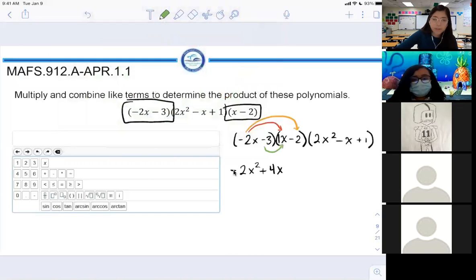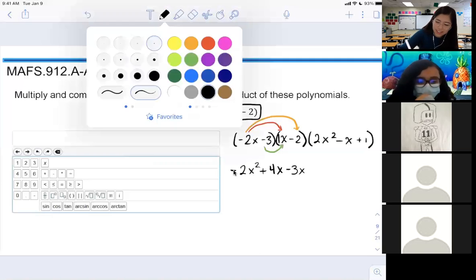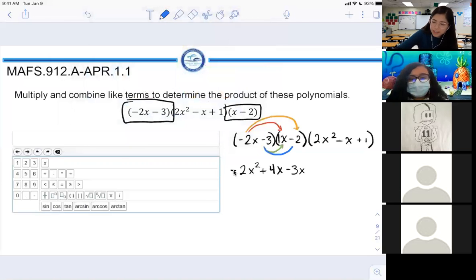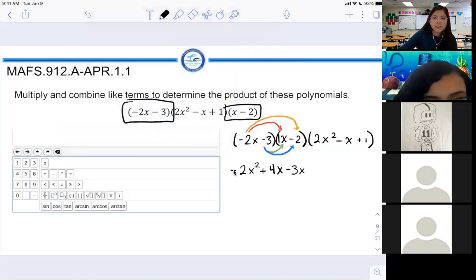Inside, negative 3 times x. Negative 3 times x. Good, Jalen. Negative 3x. Jalen stole my answer again. And then negative 3 times negative 2. Is 6. Good.